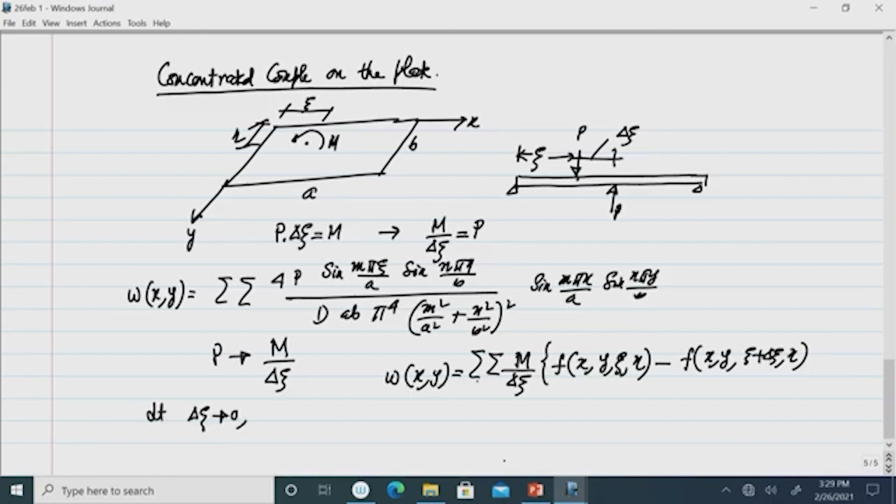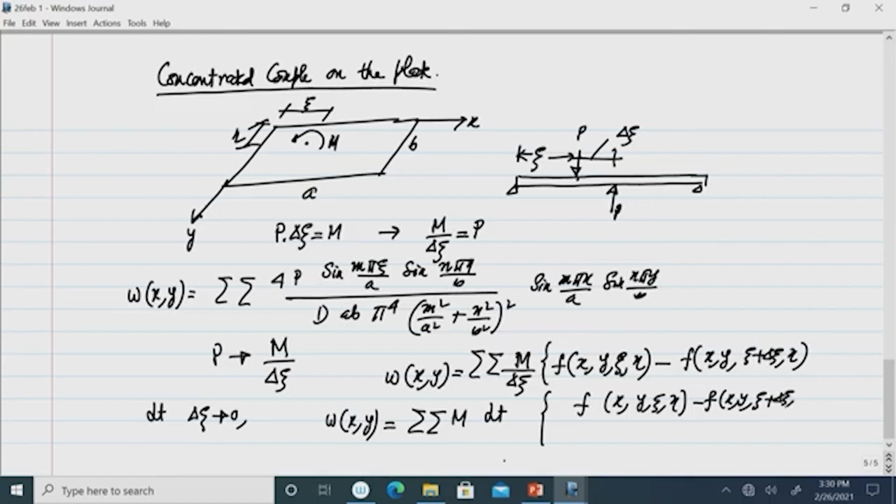we get the effect of the couple. So, in that case it is written as M, and the limit of this as del xi tends to 0. From the definition of the derivative we can write this as the derivative of the function of x y xi eta.